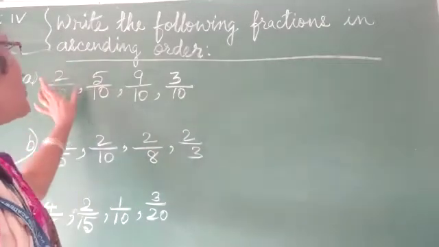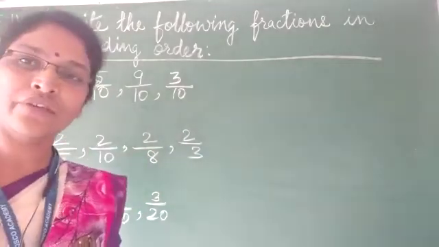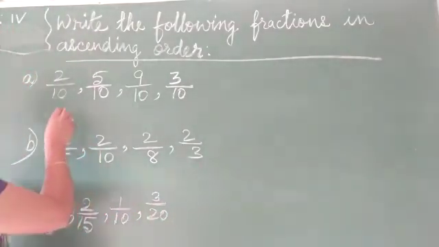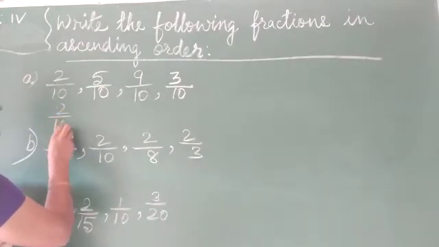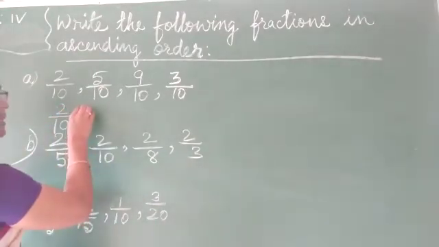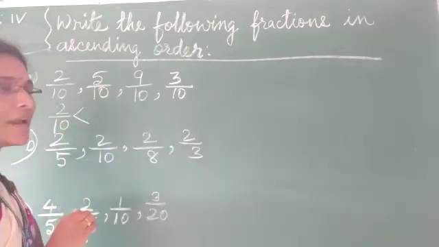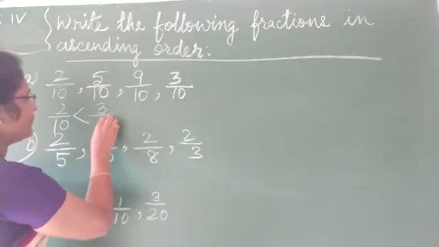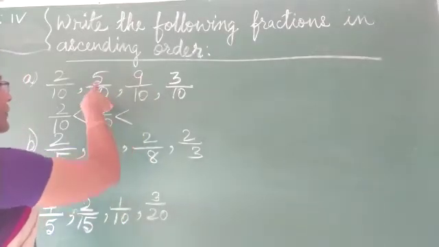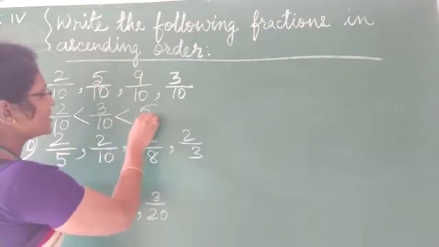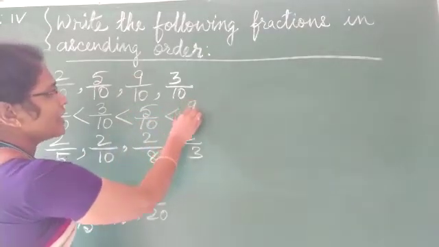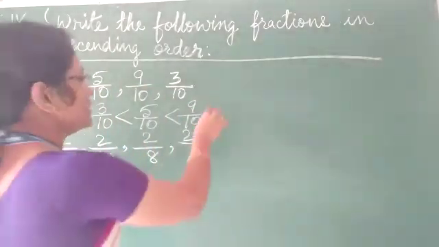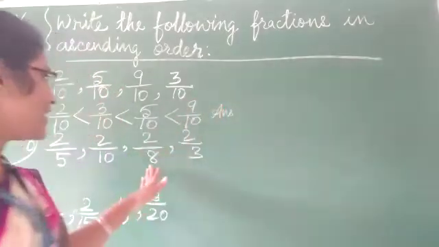Now which is the smallest fraction? Here you can see 2 by 10 is the smallest fraction as its numerator is smaller. So we are going to write 2 by 10, and we are going to put the sign. The next fraction is 3 by 10, next is 5 by 10, and the last one is 9 by 10. This is the answer. Now we can see the next question.